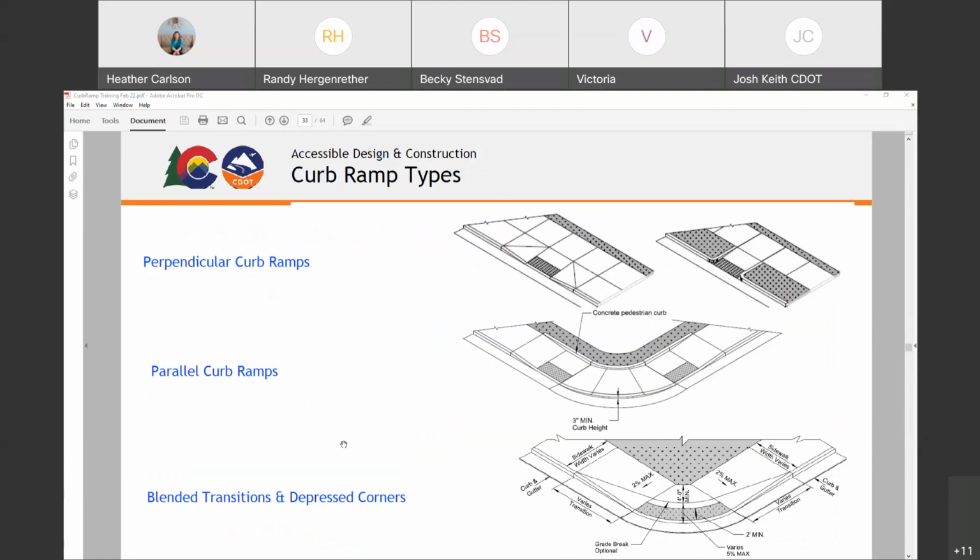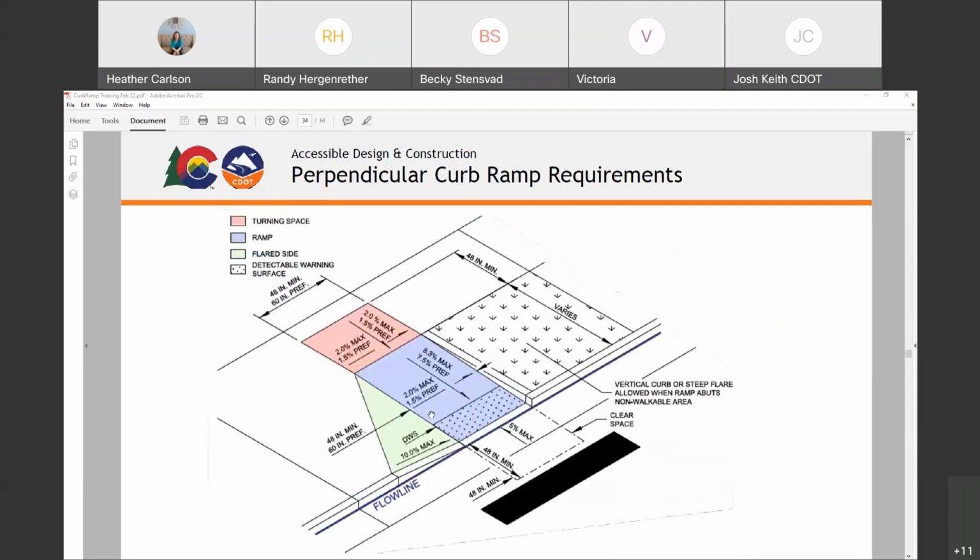So CDOT generally defines our curb ramps as either perpendicular, parallel, or blended transitions into pressed corners. And we also do combination ramps, which make use of elements of all of them. So I'll talk about them all real quick here. The perpendicular curb ramp, this is the standard one that everybody's probably the most aware of.